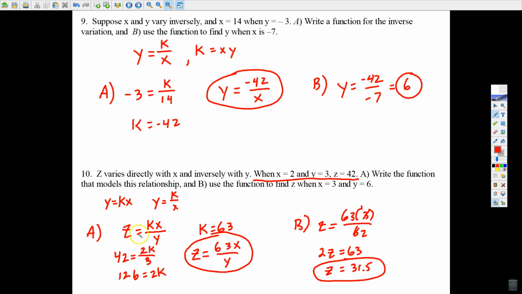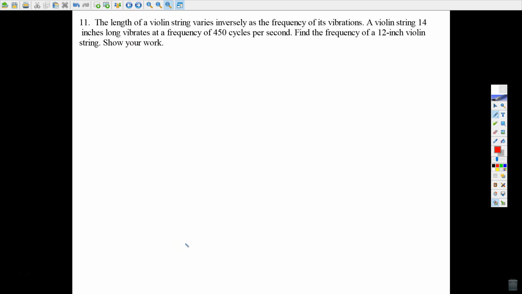Okay, so we got parts A and B for number 10, and we're good to go. Let's move on. Oh, another, this is a real-life application of inverse variation. It's a nice little problem. We're told that the length of a violin string varies inversely as the frequency of its vibrations. So I'm just going to use L for length, varies inversely. Remember, that's division. And I'm going to use V for vibrations.